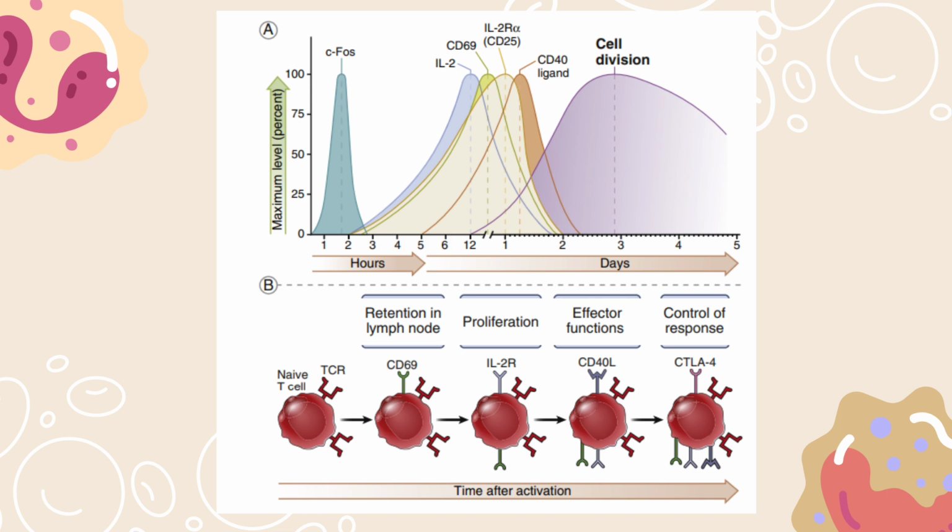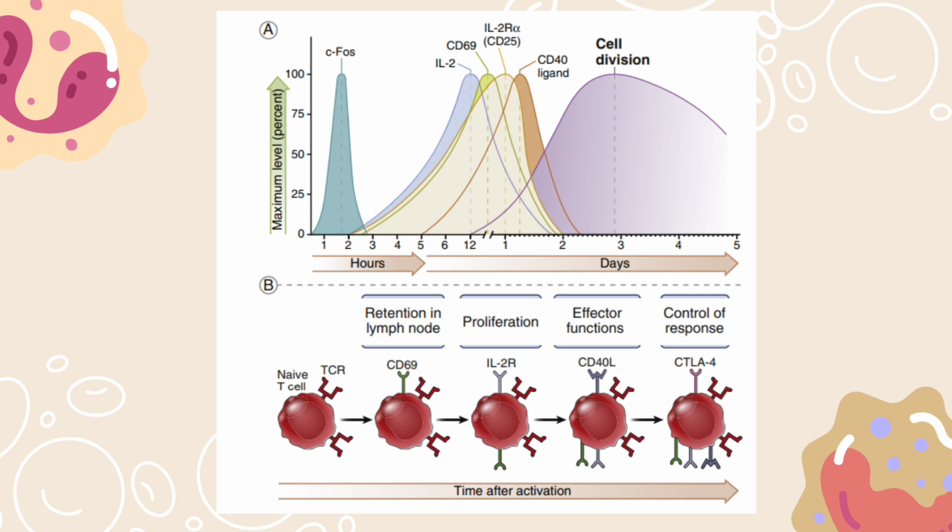The function of some of the surface proteins expressed on activated T cells are shown in Part B. CD69 is a marker of T cell activation involved in cell migration. The interleukin-2 receptor receives signals from the cytokine that promotes T cell survival and proliferation. CD40 ligand is an effector molecule of T cells, and CTLA4 is an inhibitor of immune responses.